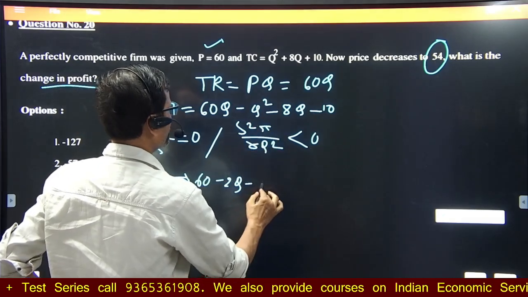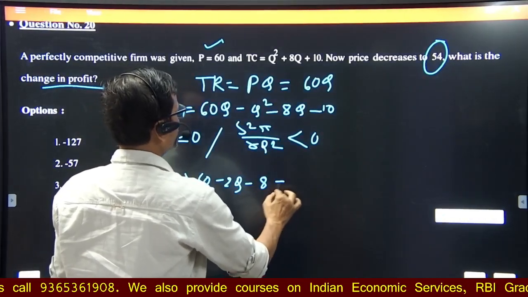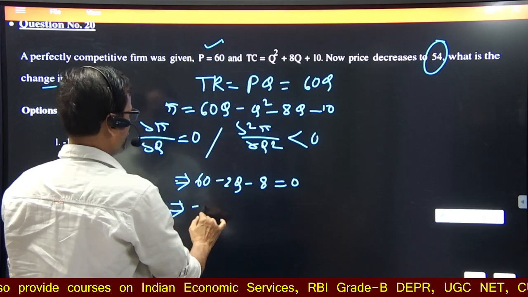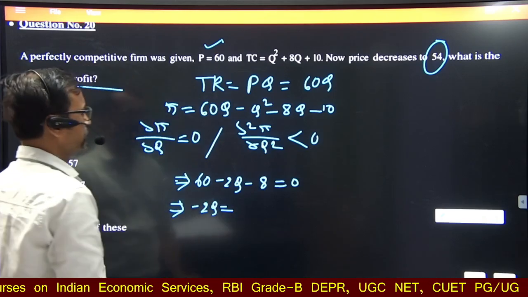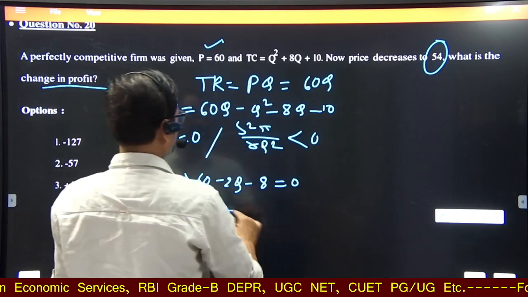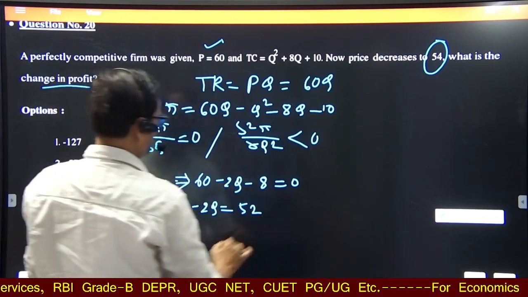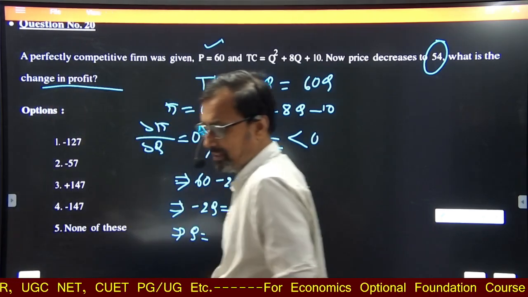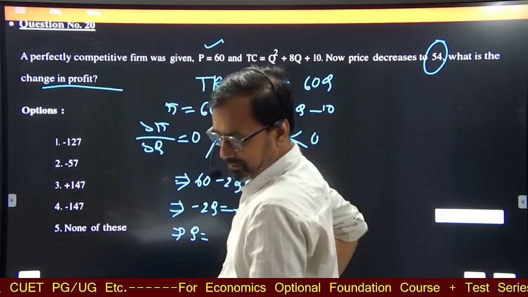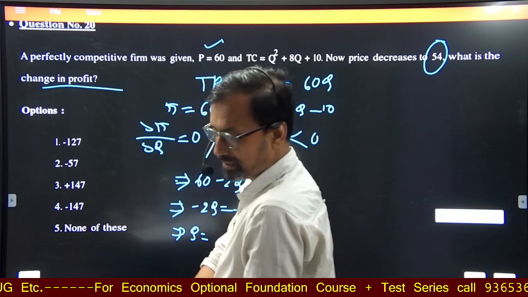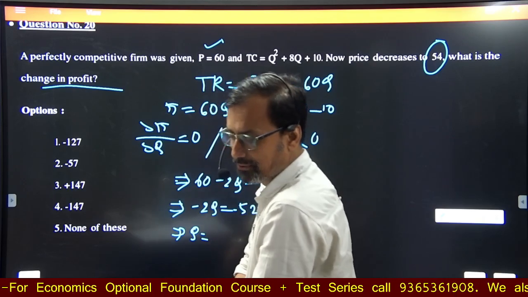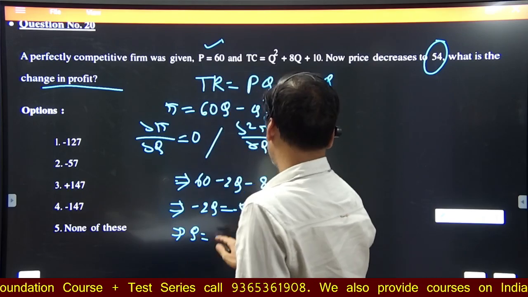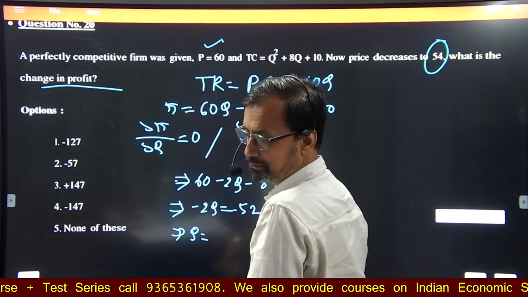minus 8 is equal to 0. So here minus 2q is equal to minus 52, that is 60 minus 8. So what will be the value of q then? Value of q, 52 divided by 2, is 26.